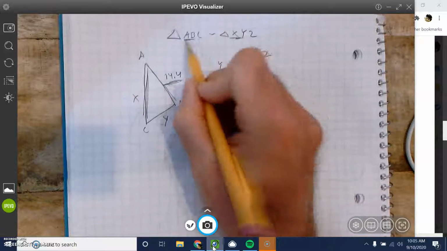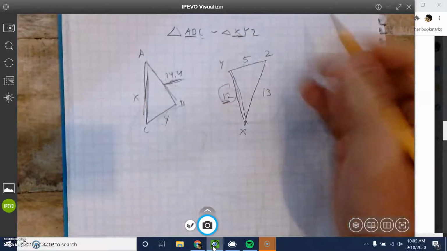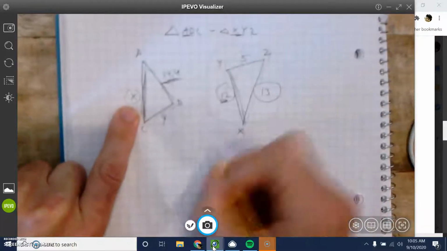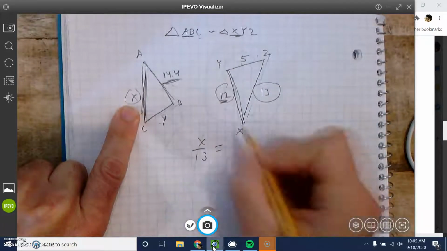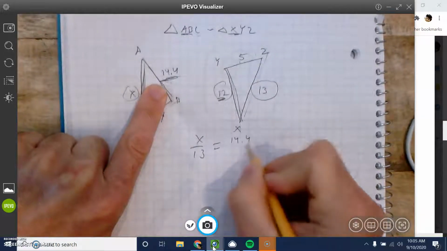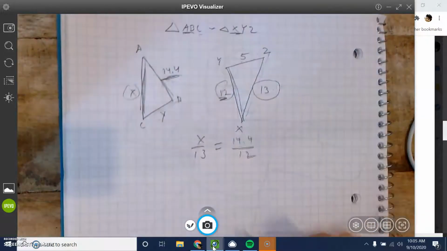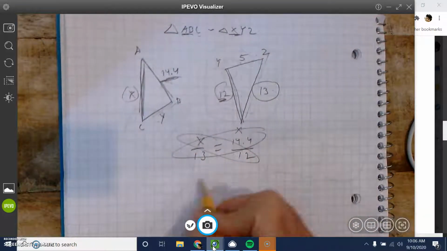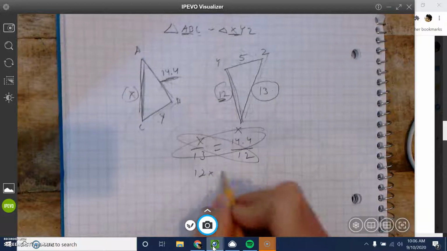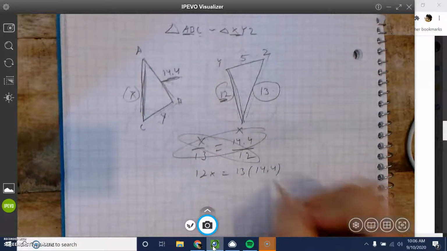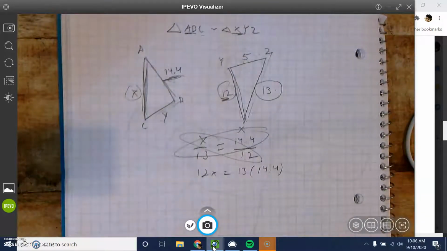So AC, first and last. XZ, first and last. So X and 13. X over 13, equals 14.4 over 12. This one I can't do in my head so readily and so easily, so I'm just going to cross multiply. 12 times x is 12x, and then 13 times 14.4.